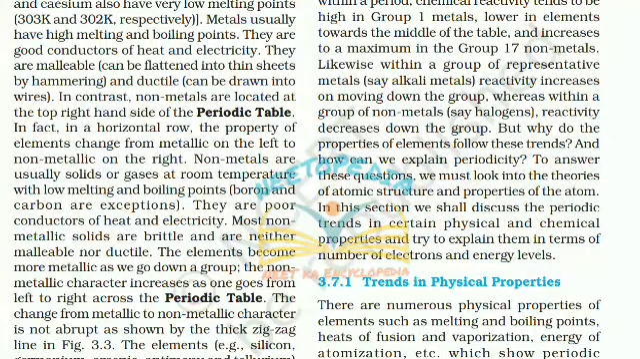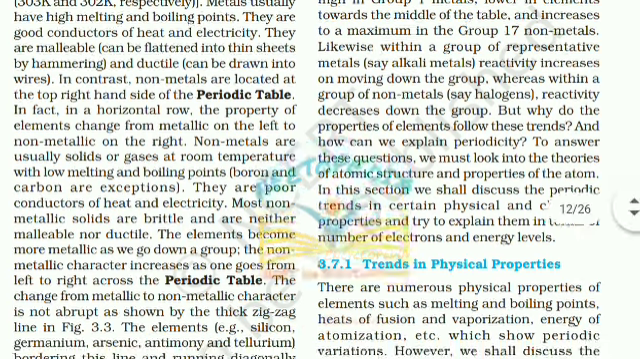But why do properties of elements follow these trends? And how can we explain periodicity? To answer these questions, we must look into the theories of atomic structure and properties of atoms. In this section, we shall discuss the periodic trends in certain physical and chemical properties and try to explain them in terms of number of electrons and energy levels.